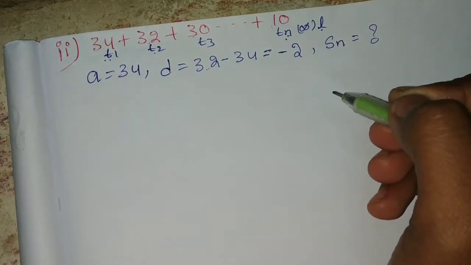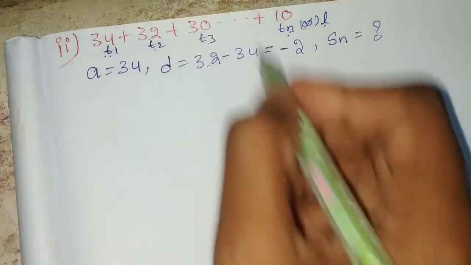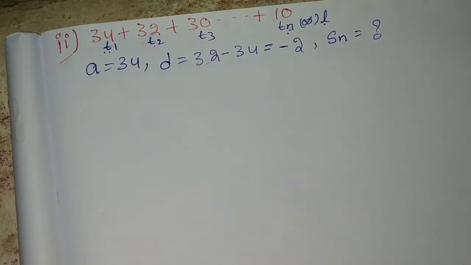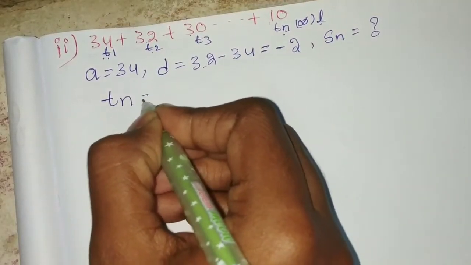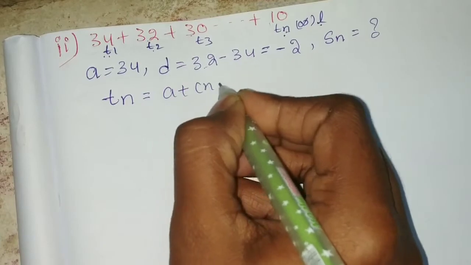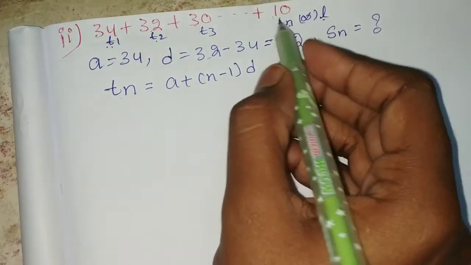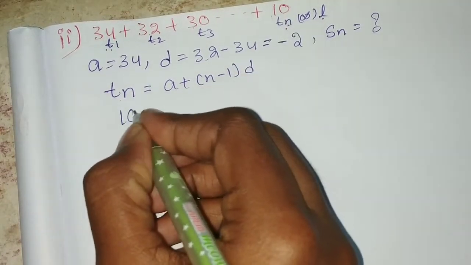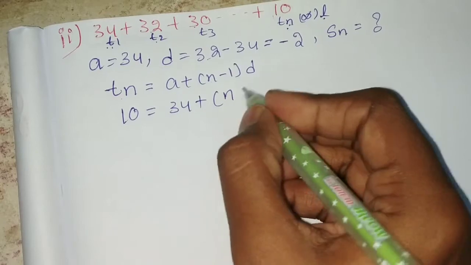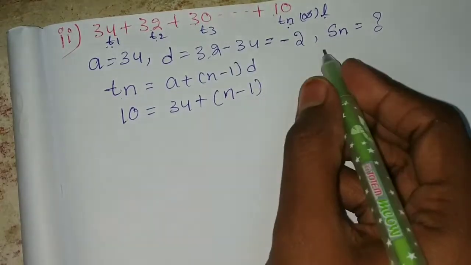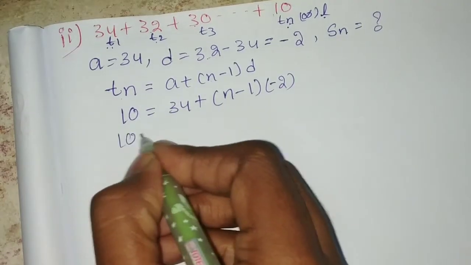We need to find Sn is equal to what? Are you getting? So before that, we need to know how many terms we have here. How many terms do we have here? So for that, you need to find Tn is equal to a plus n minus 1 into d. This is a formula. What is Tn? That is the last term, that is 10 is equal to 34 plus, we need to find n, so write like that itself, minus 1 into, what is d? Minus 2.